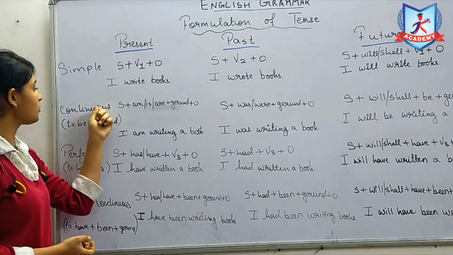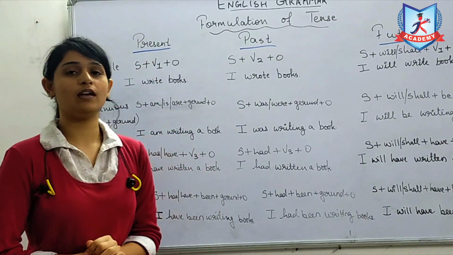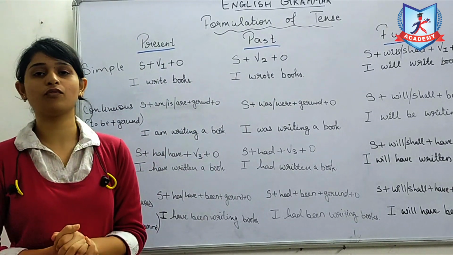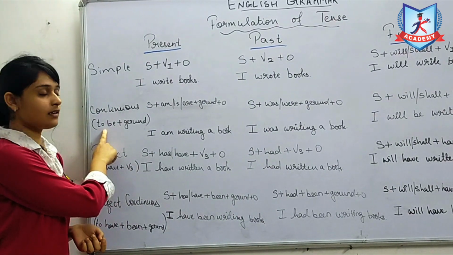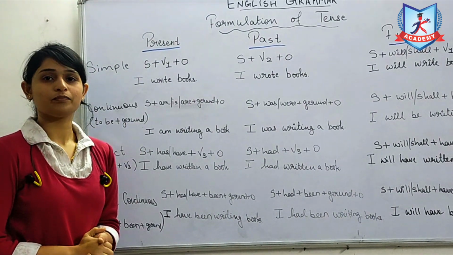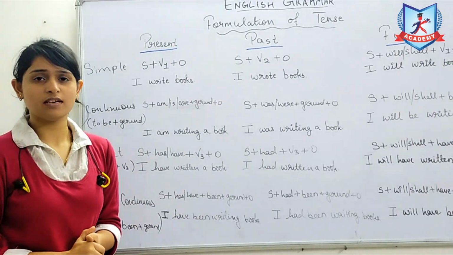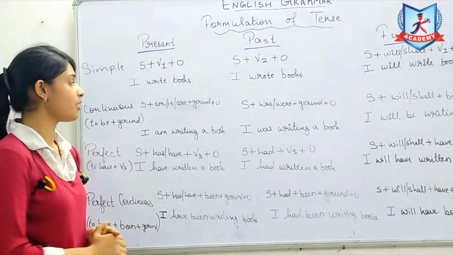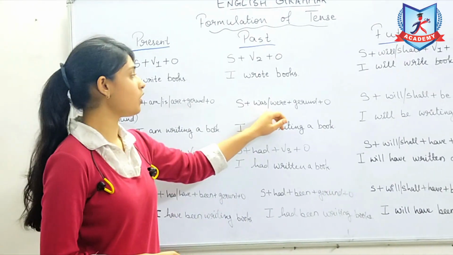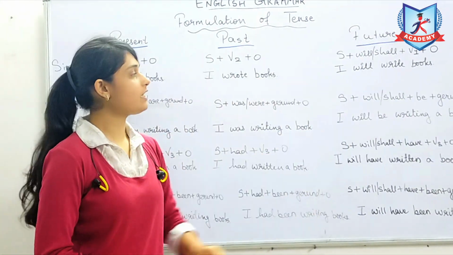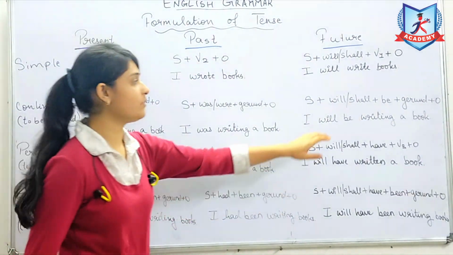Now moving on to the continuous tense. The continuous tense को express करने के लिए we have to use two different forms of verbs. The first one is to be and the second is gerund. Now to be के बहुत सारे forms होते हैं. In present tense to be का हम use करते हैं am is are. In past tense to be becomes was or were. और future tense में always verb का base form use होता है. That is why we will use be.